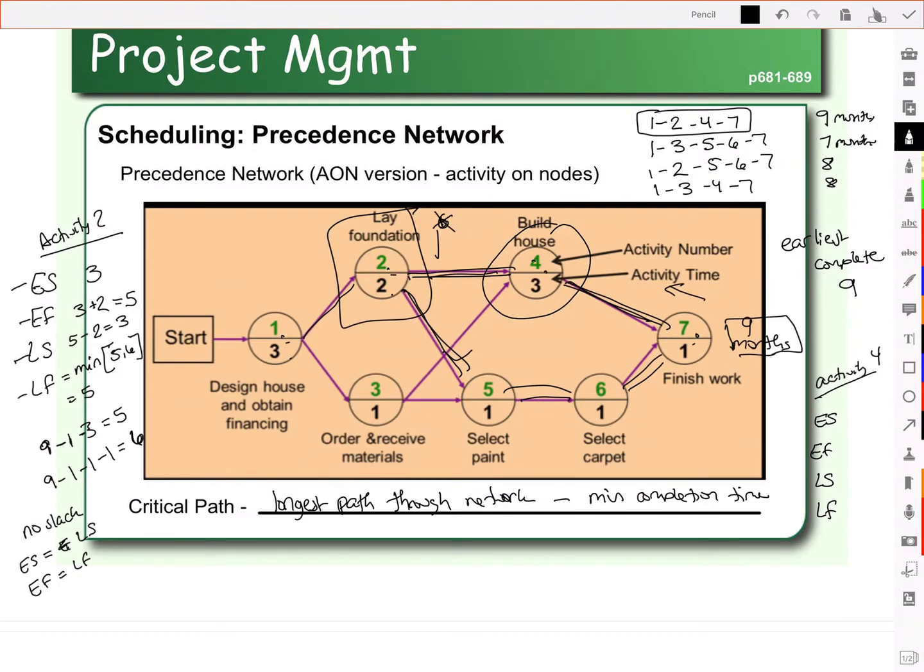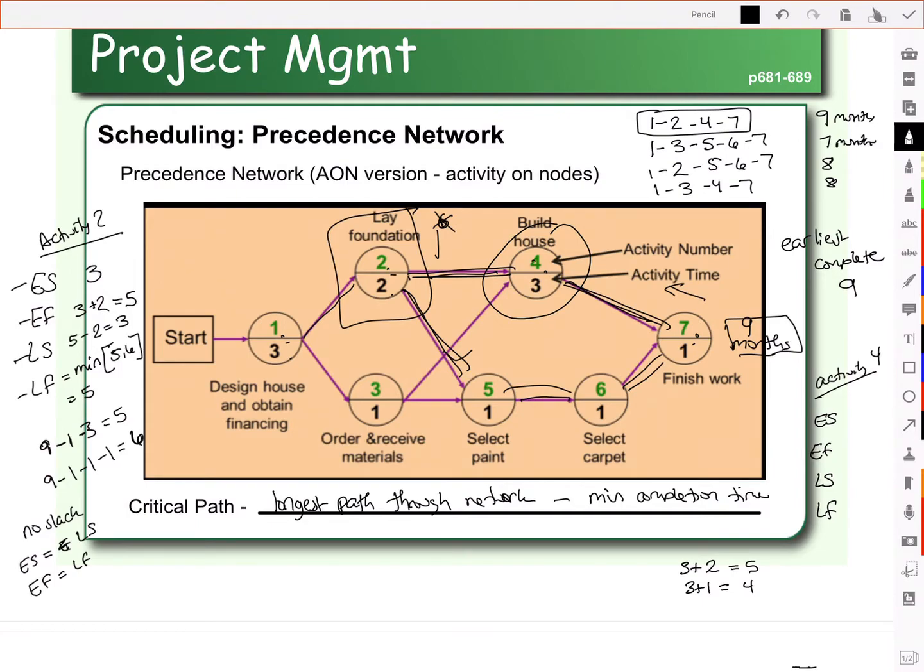So when we look at the earliest start, we have to consider the path that's 1, 2, then 4, means we take 3 months plus 2 months, and so the earliest we can start activity 4 would be at month 5. But if we go the other way, and we look at activity 1, then 3, that's 3 plus 1, and the earliest we could start then is at month 4. So which one of these numbers do we use?